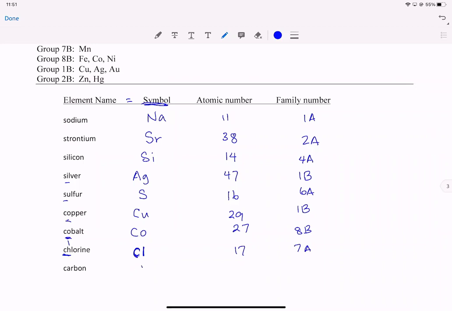And then finally, carbon is the symbol C, just the one letter C, uppercase. And then it's atomic number 6, and it's in family 4A. So you'll notice I can use a periodic table for this information. So use the periodic table, but the periodic table is not going to have the element names on it.